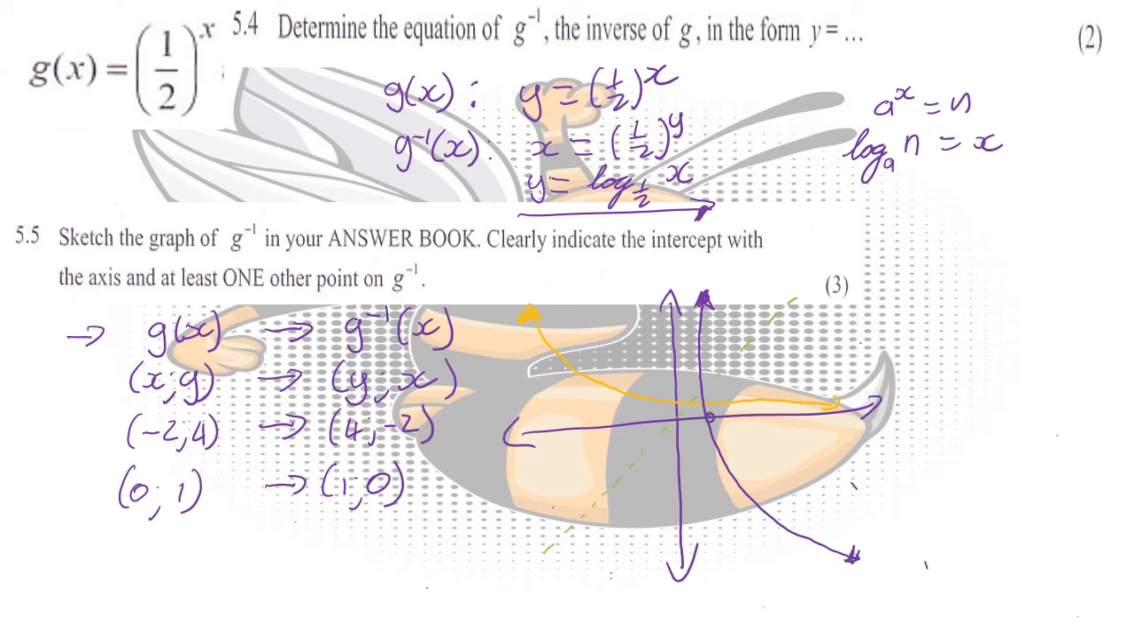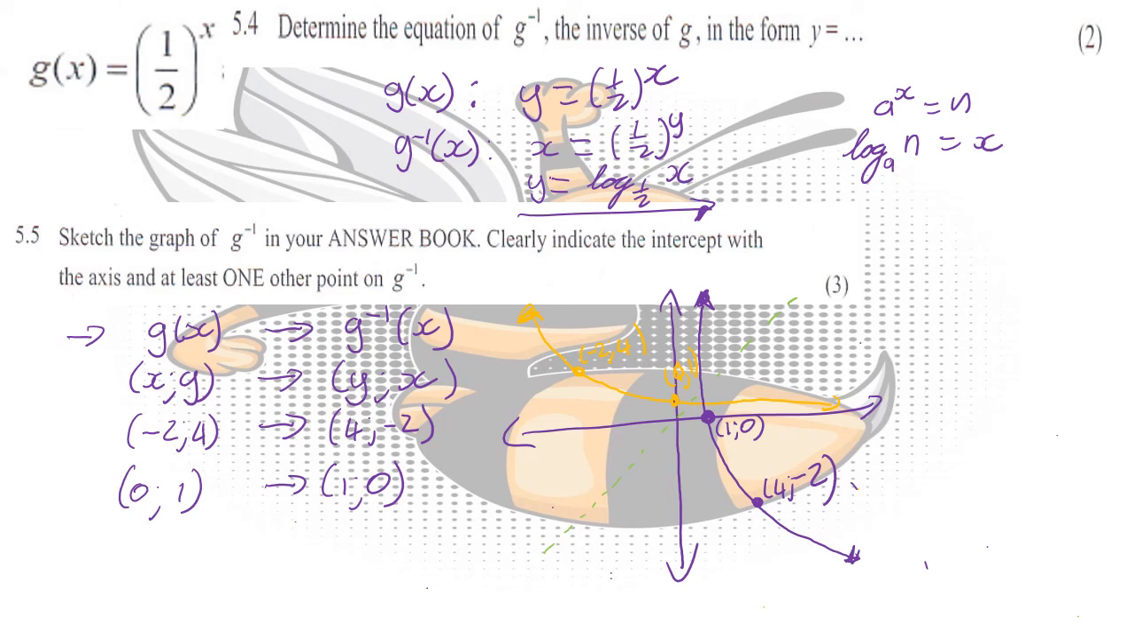And then I can say, okay, but the x-intercept will be (1, 0), and then my other point on it would be (4, -2). Okay, because since it's a reflection around the y equals x axis, all my x and y values just simply swap around. So let me just fill that in there as well. So there was (0, 1), and then somewhere there it would have been (-2, 4).